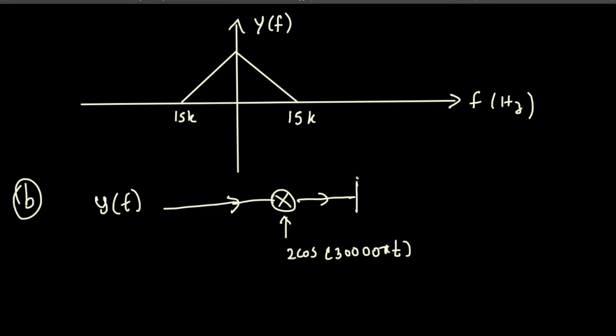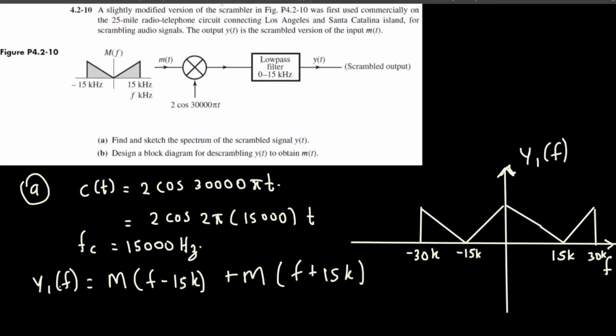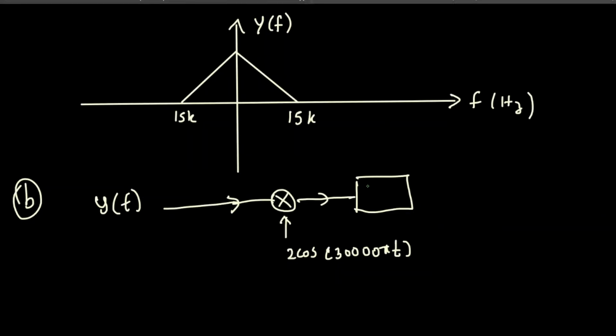And then again I apply a low pass filter, because here this range is 15k hertz alone. Anything above that should be removed. So I apply a low pass filter within the 0 to 15k range. Let's say this is y of t, this one is y2 of t, and this is the output, and here we should get m of t. Okay, now let's look at the diagram.